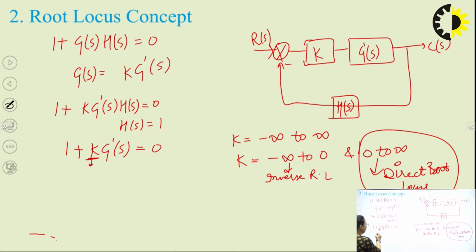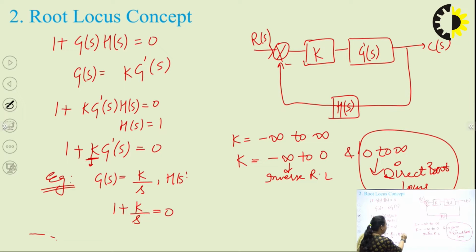So let's assume an example where we have G(s) equals K upon s. Okay, so here the characteristic equation, with unity feedback, will be 1 plus G(s)H(s) equals 0, or here I will get s plus K equals 0.